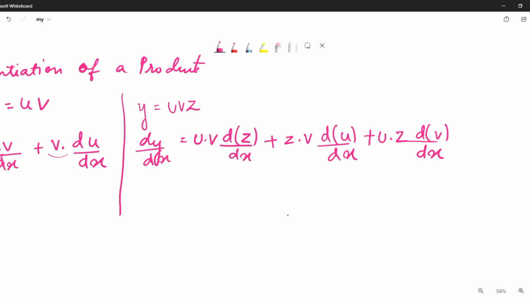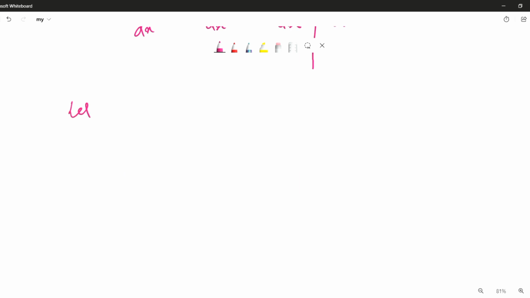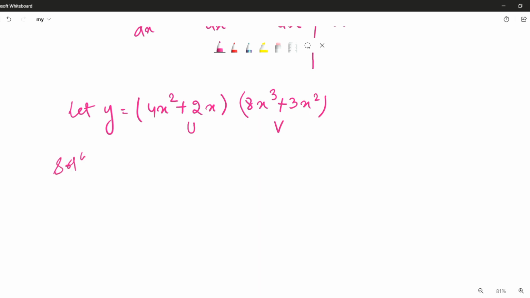Now let's take an example so that it will be clear to you all. Let y equals 4x square plus 2x times 8x cube plus 3x square. Here 4x square plus 2x is our u and 8x cube plus 3x square is our v.